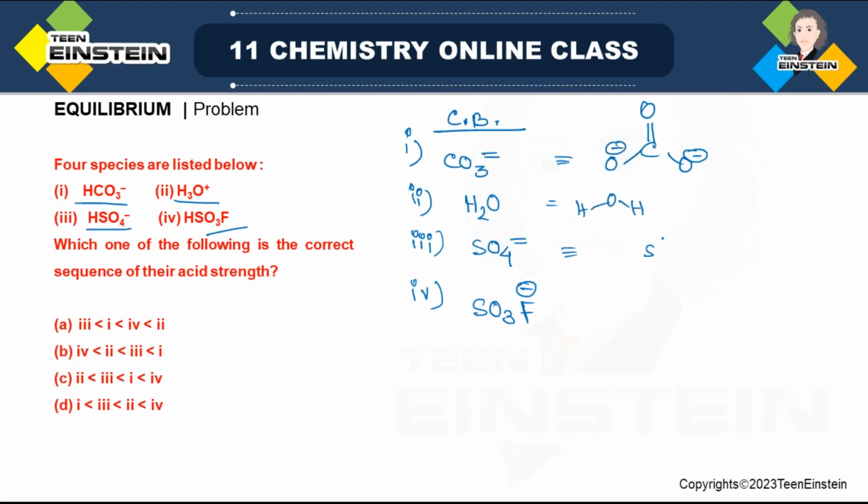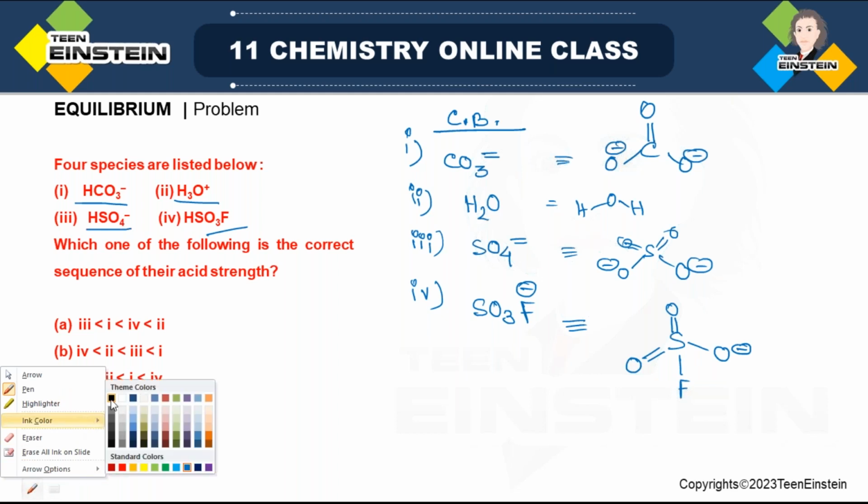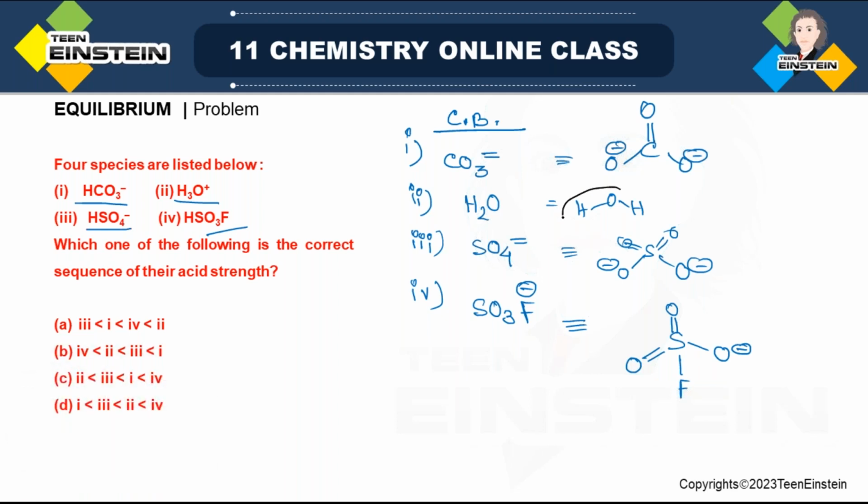For SO4, total 4 oxygen, 2 negative charge like this. And from the last species, SO3F. Basically here 1 oxygen will be with hydrogen, and that hydrogen is basically removed. So this is SO3F. So in these examples, only one neutral molecule is there, which is water. Rest of them are negative charge.